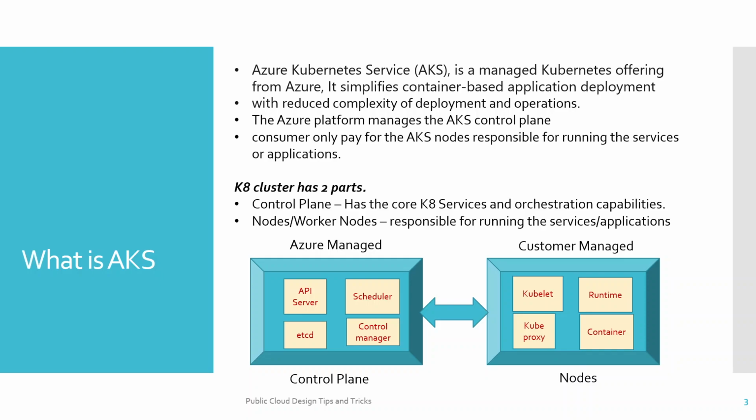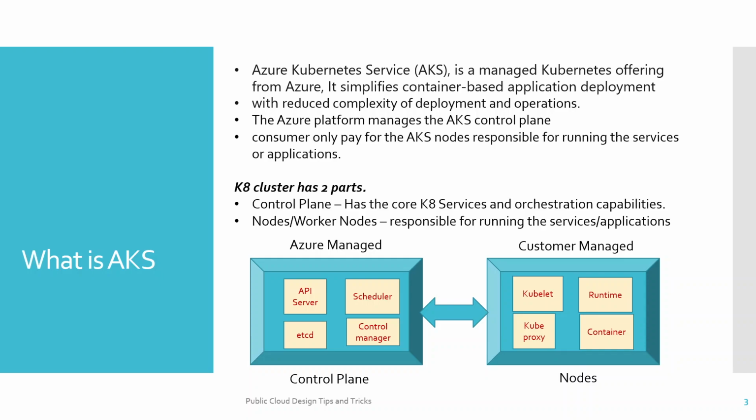AKS is a managed Kubernetes offering from Azure. What it does is simplify container-based application deployment, with reduced complexity of deployment and operational aspects. Now it has two parts: one is the control plane and the other is the nodes. The Azure platform in a nutshell manages the AKS control plane, and the customer-managed nodes are managed by the customers within their own network scope, and basically consumers only pay for the AKS nodes responsible for running their services. So that is how you can define it.